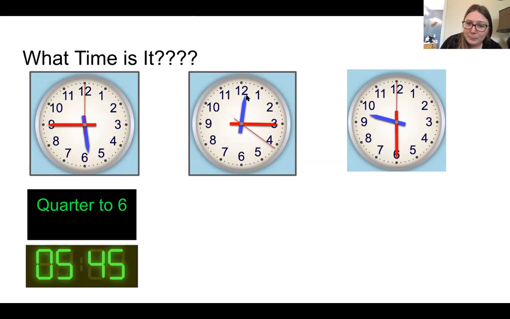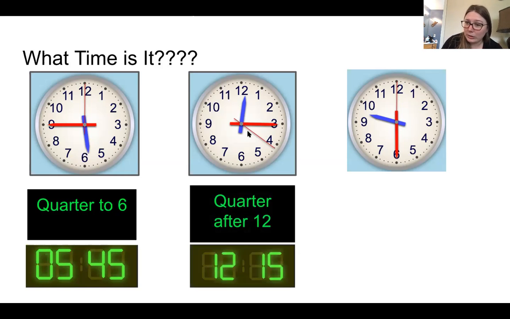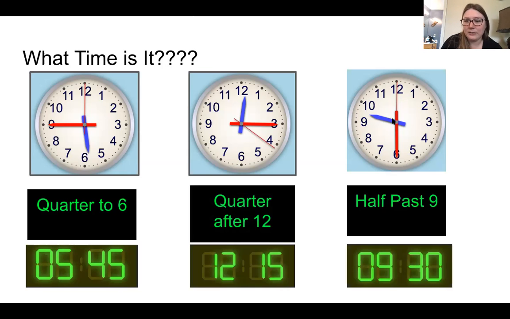Follow our minute hand up to, where is it pointing? Between the 12 and the 1. Is it after 12 or is it till 1 o'clock? It's quarter after 12. Okay. Quarter after 12, and this is 12:15. Oops, I gave away the last one.